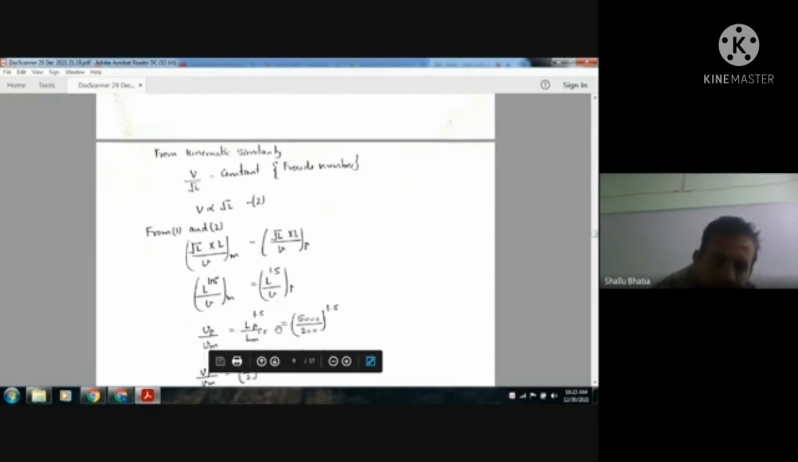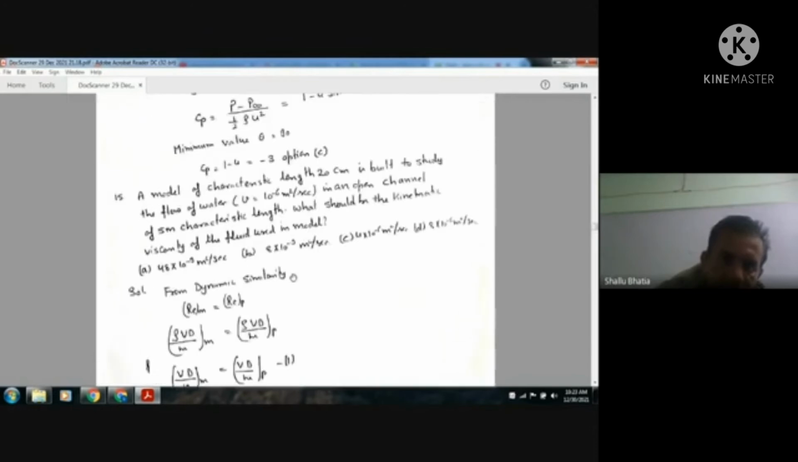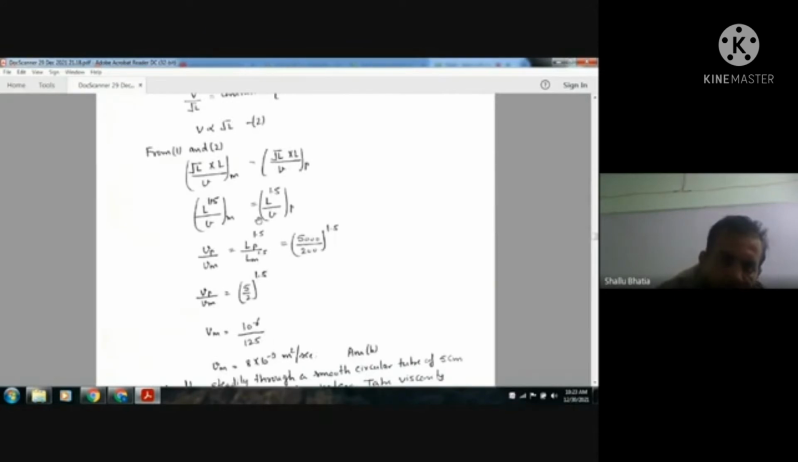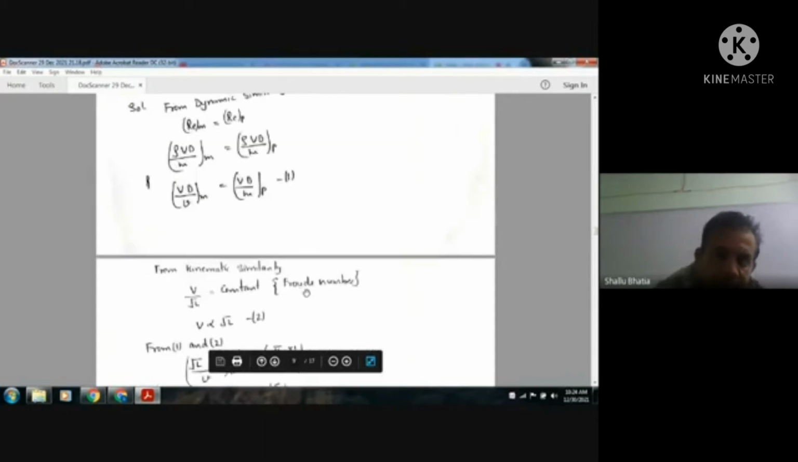So the ratio of viscosity will be this, which is 5,000 by 200, where L is given as 5,000 and this is 200. So this will be 5 by 2. Putting the value of nu p, you can get the kinematic viscosity of the model. So that is 8 into 10 power minus 9 meter square per second. So option D is the answer.